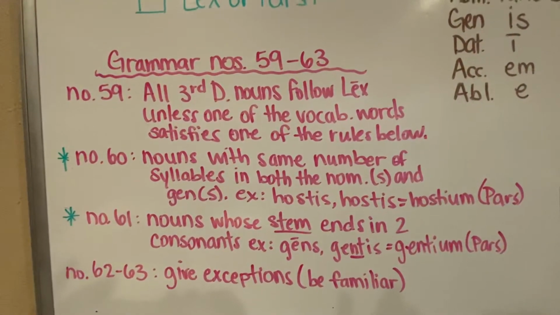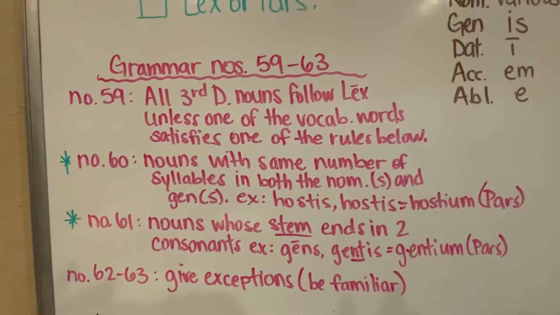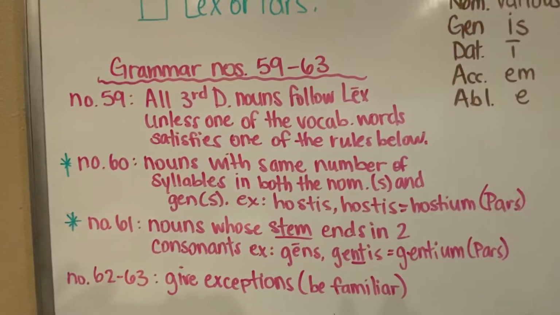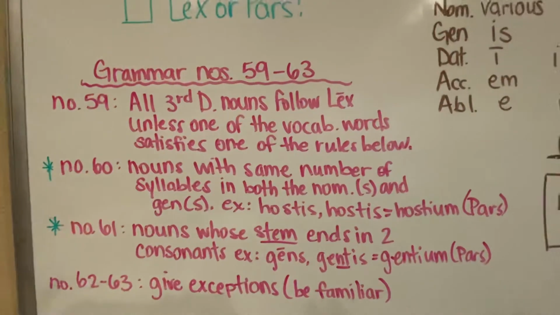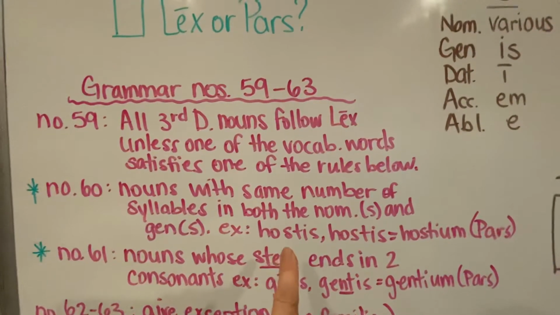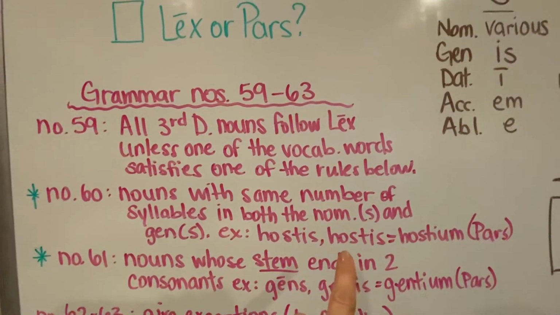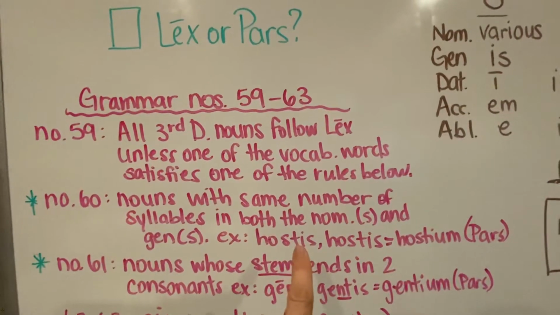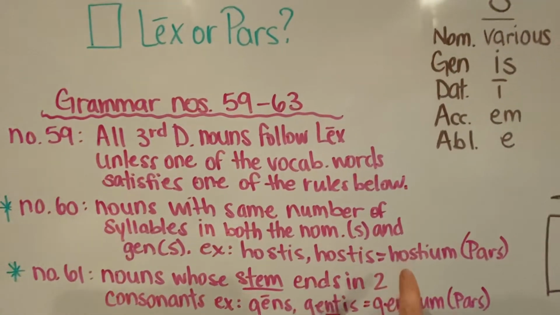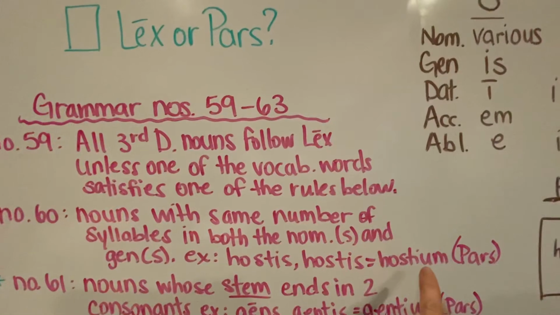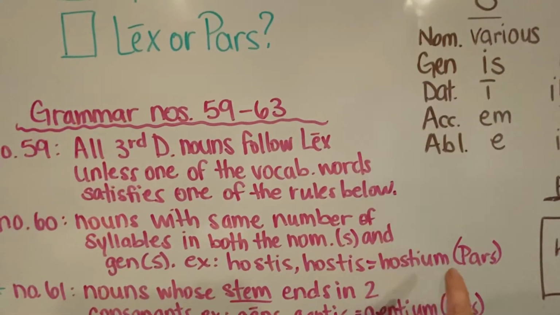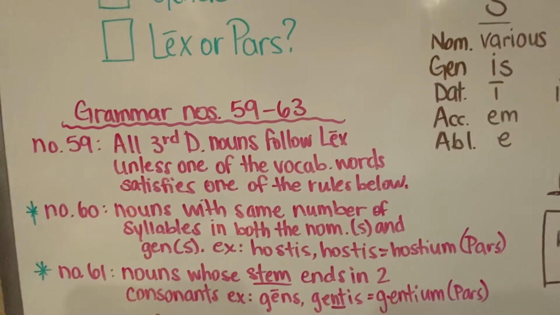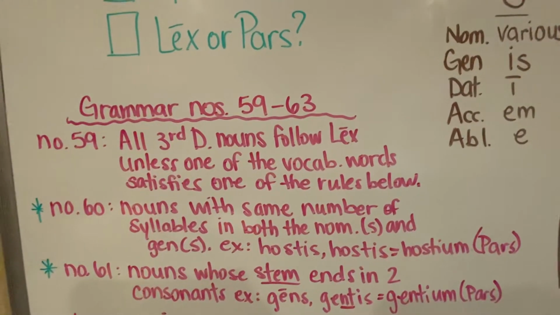And those are the ones they always give you in your vocabulary, right? We are always given the nominative and genitive singular. So when we look at the example that they give, hostis, same number of syllables, right? So this makes it a pars word. And that's why I have hostium, because that's the only difference. It satisfies that rule and therefore is pars.